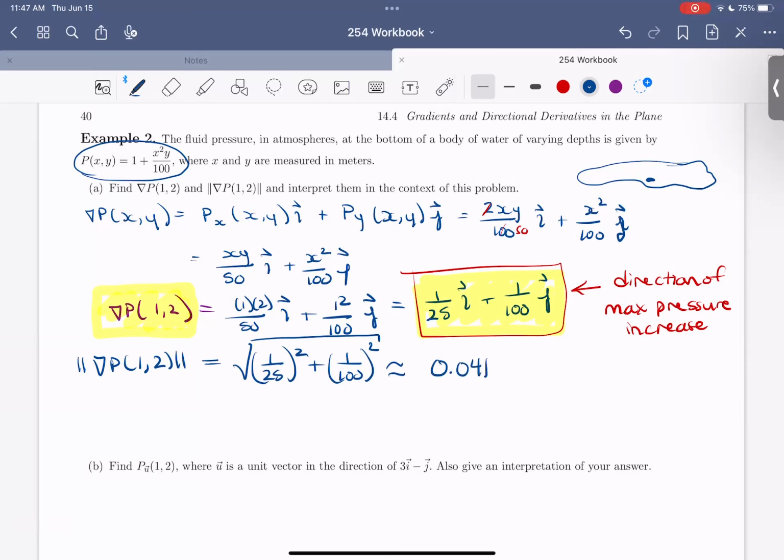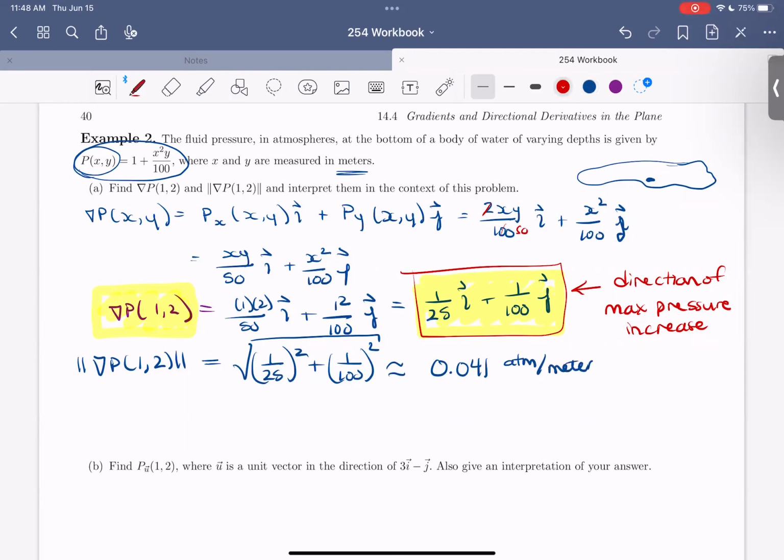And while we're at it, we can think of the units of this gradient vector. The gradient vector, again, is telling us the direction of maximum pressure increase. So the units on it should actually be the output values with respect to the input values. So this would be measured in atmospheres per meter.